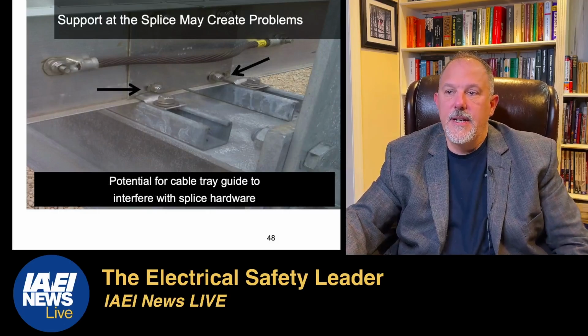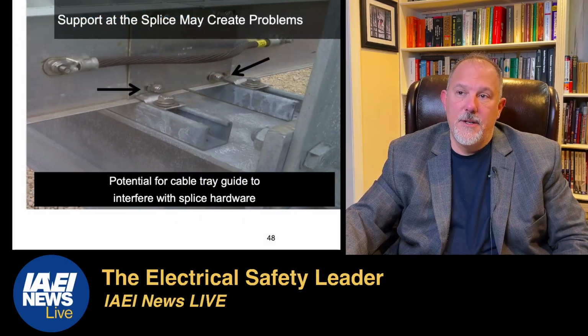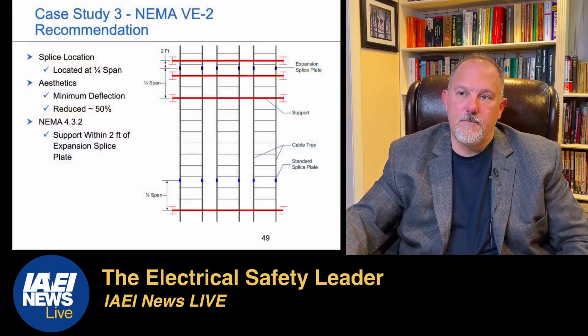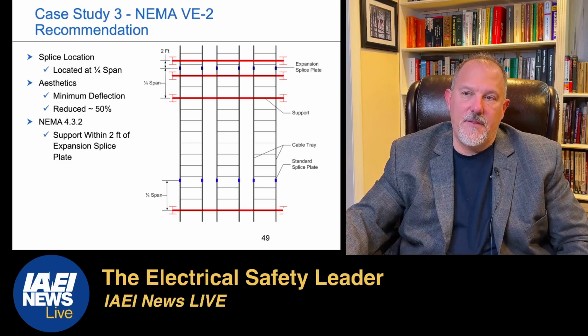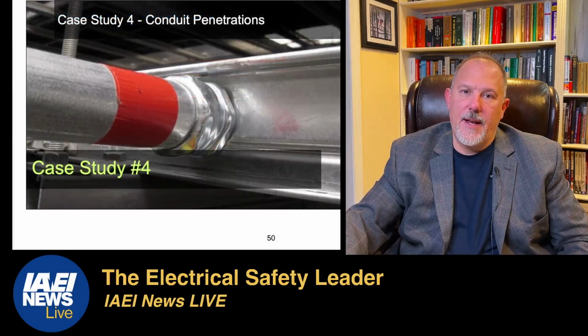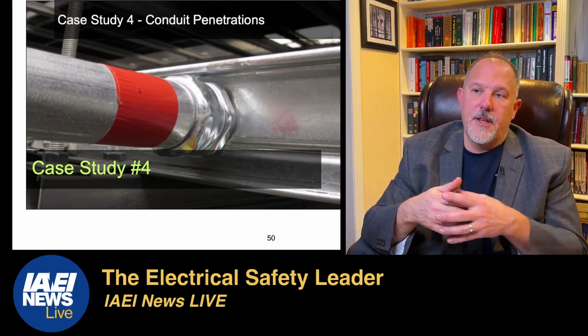Potential for cable tray guide to interfere with the splicing hardware. Oh, and yeah, you could interfere with the splice itself, with your hardware. Splice locations at 1/4 span, aesthetics, minimum deflection reduced by 50%. NEMA VE 2 says supports within 2 foot of expansion joints. So when you're dealing with hanging up tray, you've got to think about those expansion joints, or all of those sections where you're coupling those sections together.